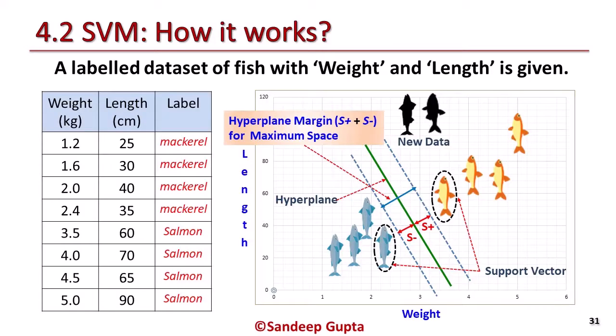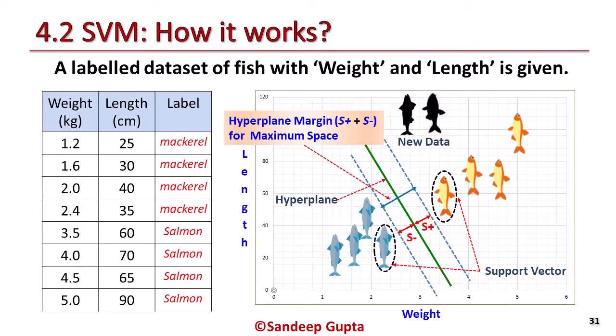Suppose you are provided with a labeled dataset containing length and weight of two types of fish, salmon and mackerel. Look at the table in the slide. Now, let's plot this data, weight on the x-axis and length on the y-axis. Afterward, we draw a hyperplane to segregate salmon from mackerel. This line can be drawn in several ways. However, to predict the type of new data, we should split the data in the best possible way.